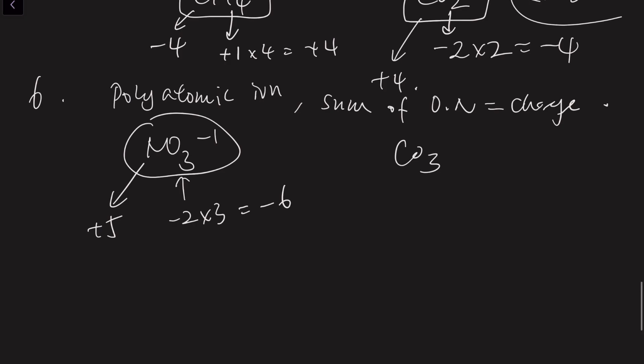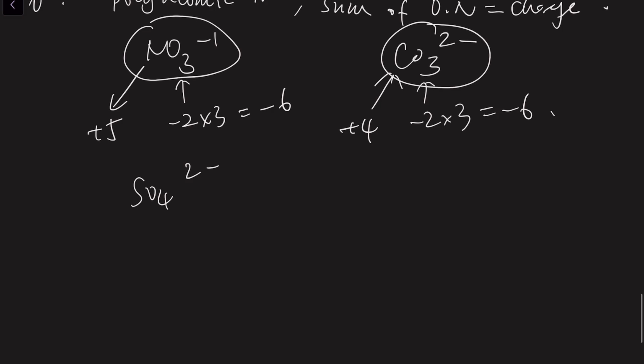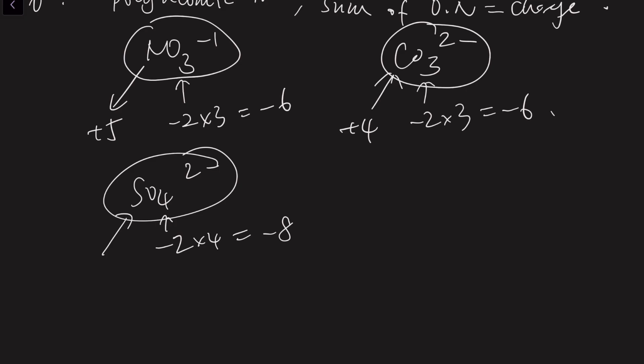For CO3 2 minus, we know the oxygen sum is -6. So the oxidation number on carbon must be +4, because overall it is -2. +4 minus 6 is -2. SO4 2 minus. This is -2 times 4, which is -8. We know that overall it is -2. So the oxidation number for sulfur should be +6. +6 minus 8 is -2.